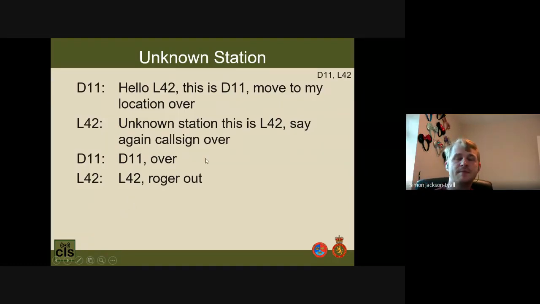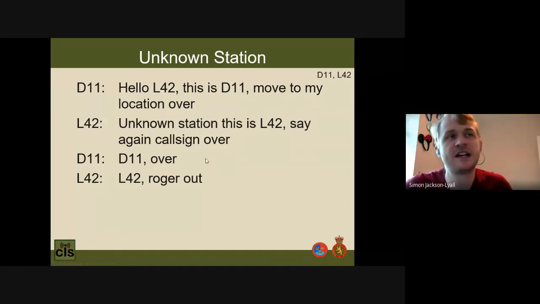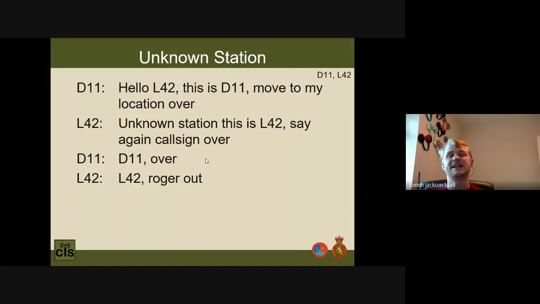So in this example, Delta 11 transmits the message, but for whatever reason, Lima 42 didn't hear the call sign. Maybe there was some short period of interference at that point, or maybe they were just a bit deaf and didn't quite hear it. So they heard the message itself, but they didn't hear the identification of the call sign. So they come up with unknown station, this is Lima 42, say again, call sign, over. So that's a way of them saying, I've got your message, but I don't actually know who you are, so can you confirm who you are?